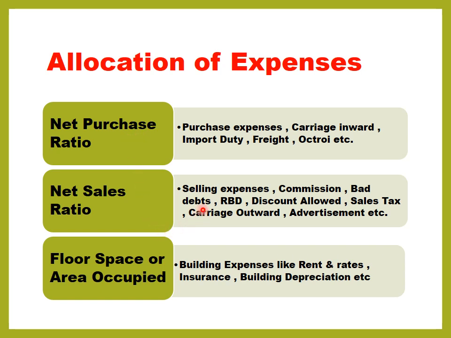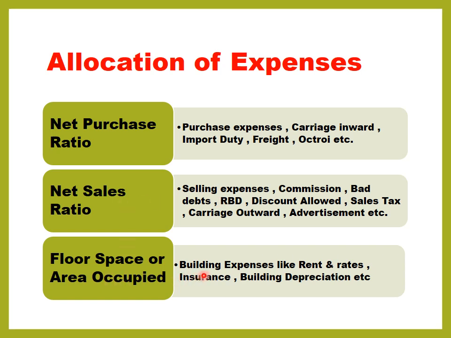Number 2, all sales expenses, selling related expenses are to be distributed in net sales ratio. Selling expenses: commission paid to the brokers, bad debts, RBD, discount allowed, sales tax, carriage outward, advertisement, etc. So all sales expenses are to be distributed in sales ratio.